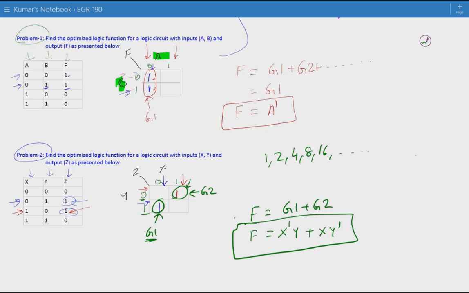In the next video, we're going to look into how to optimize logic functions using 3-input K-maps.